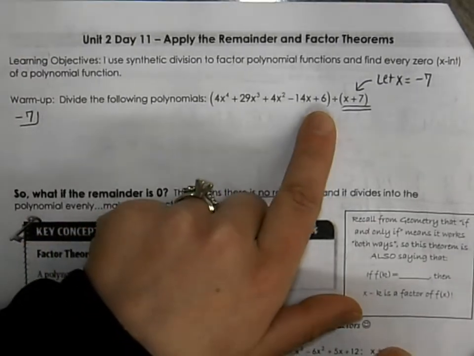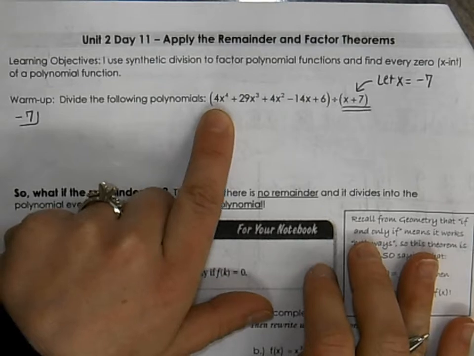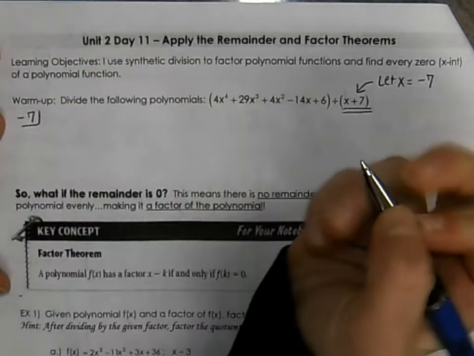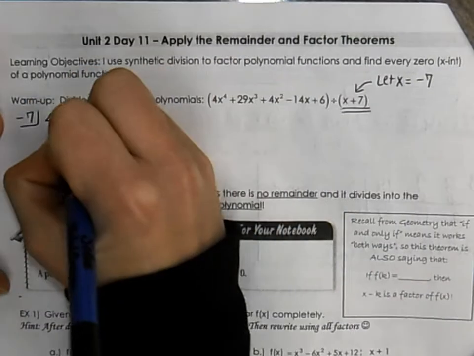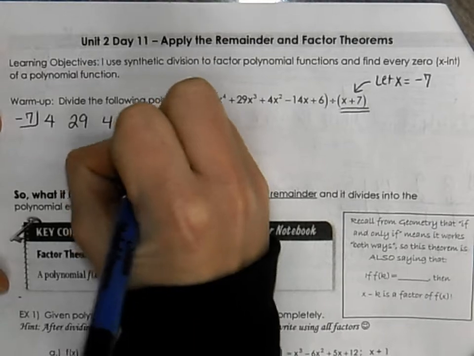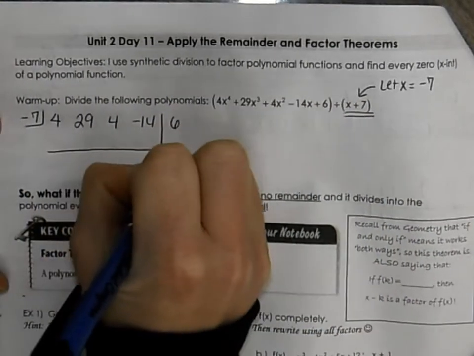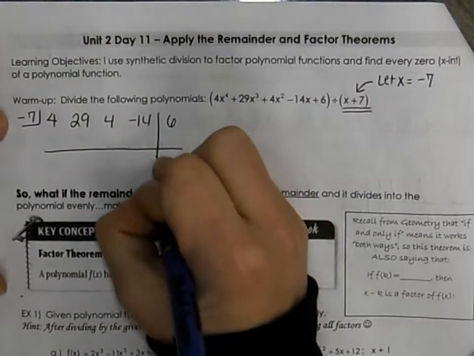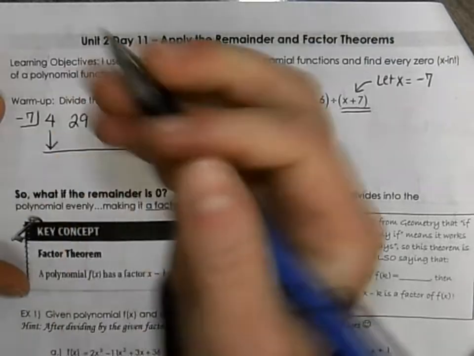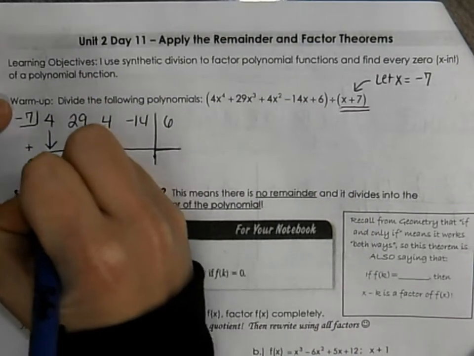And I'm going to make sure that every degree is represented before I write down the coefficients. And it appears that we have 4, 3, 2, 1, 0. Every degree is represented. So I'm going to write 4, 29, 4, -14, and 6. I'm going to put a vertical line between my last two numbers and a horizontal line going straight across. And I'm going to bring down the first term, and I'm going to remember that I add above the line and multiply below the line.